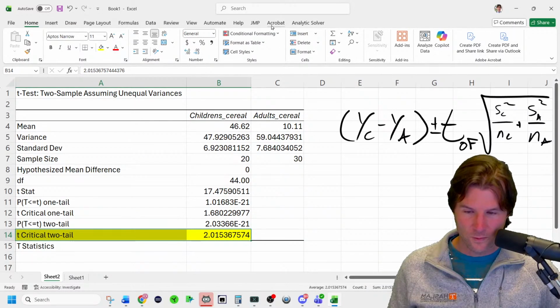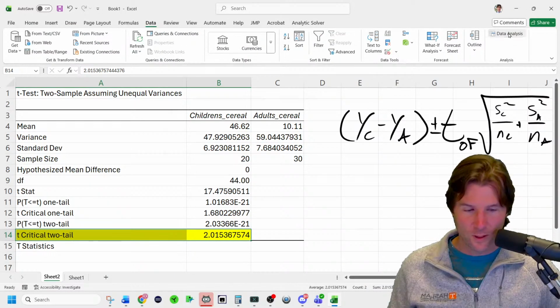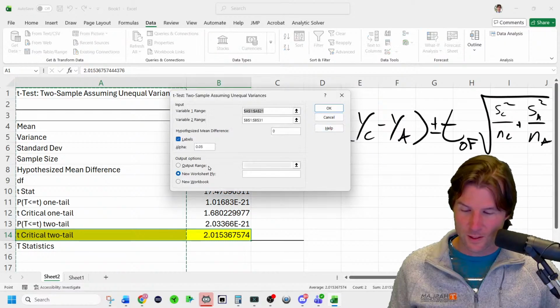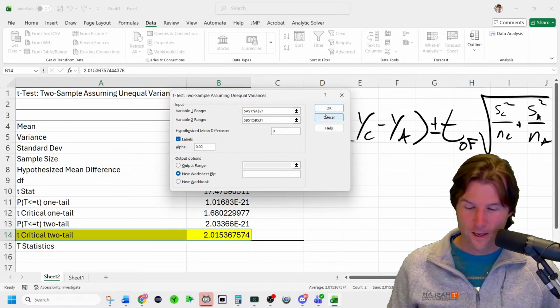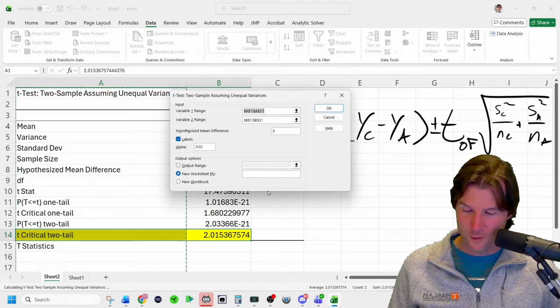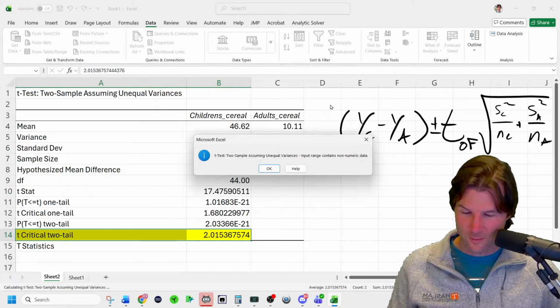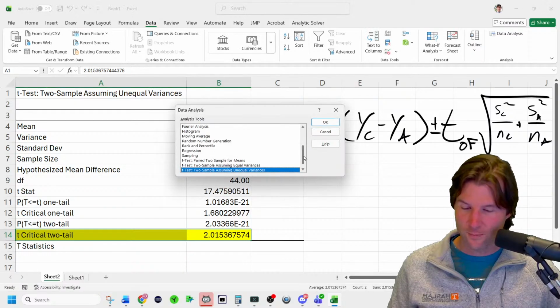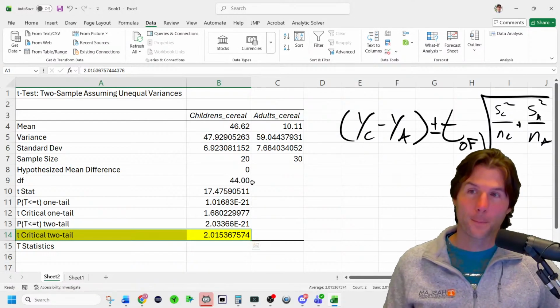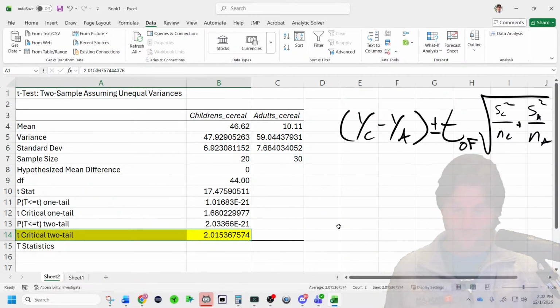So I should have mentioned this, but you can go right here to data analysis, and when you rerun it, if it's like 98, you could change this to 0.02, and then you would have your answers basically. I don't know what it's mad about now, but it's mad about something. T-Test input range contains numeric data. Oh, I think I added something, but you could change the alpha level right there. So let's hit cancel. Okay, so now we just solved the formula.